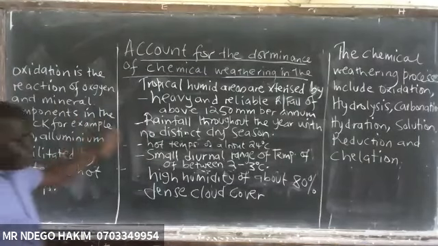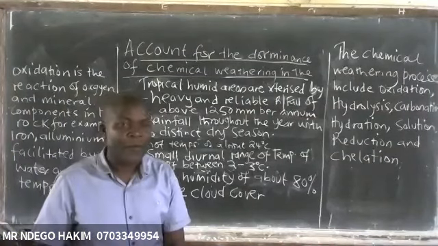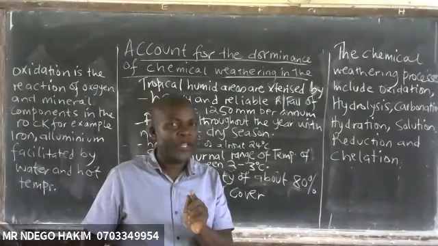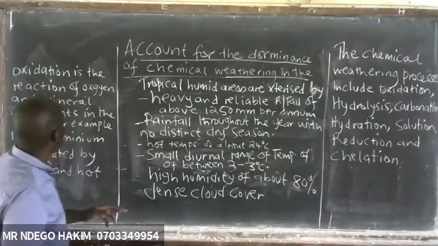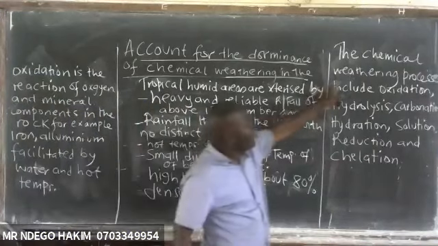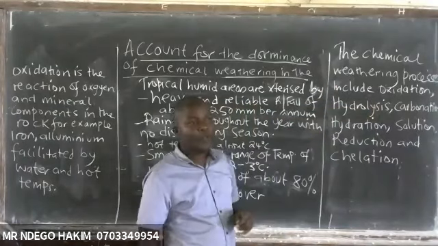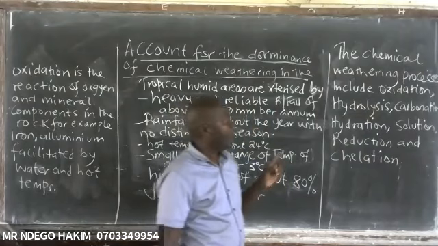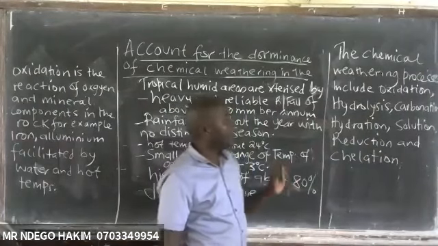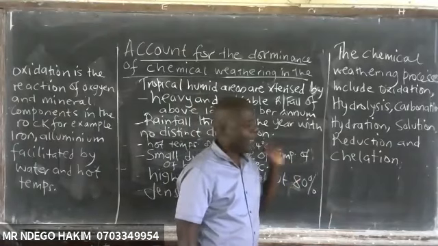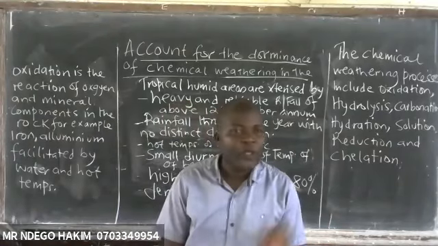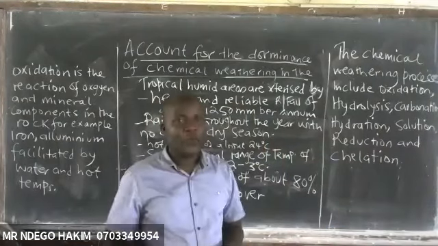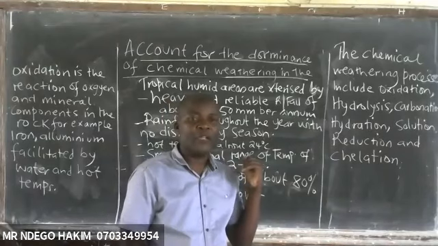Okay. Then after identifying characteristics, you now briefly describe chemical weathering processes. That's why I say the chemical weathering processes include oxidation, hydrolysis, carbonation, hydration, solution, reduction, and chelation. Now, these processes we are not going into in this question, you don't over-explain them. You just highlight briefly, like I've started doing for you.